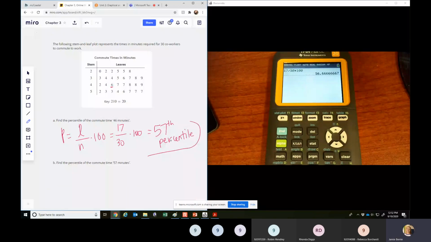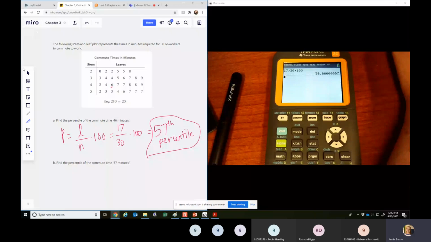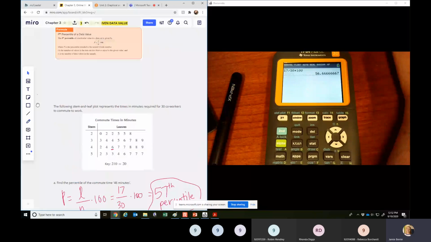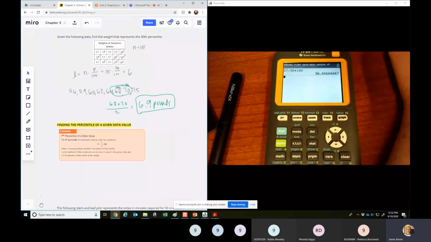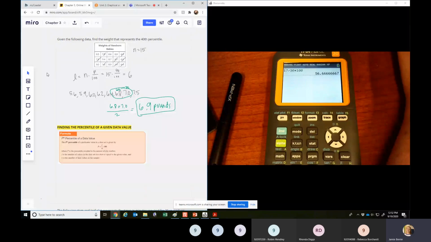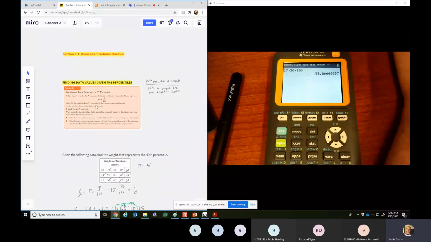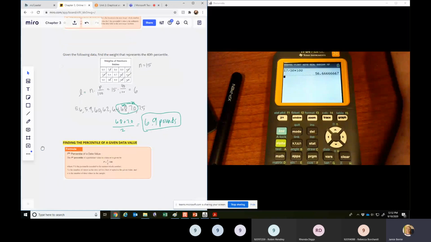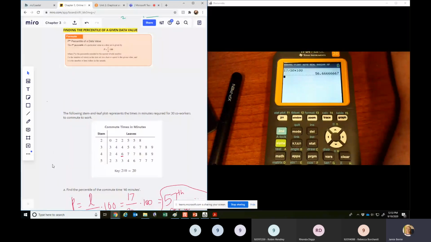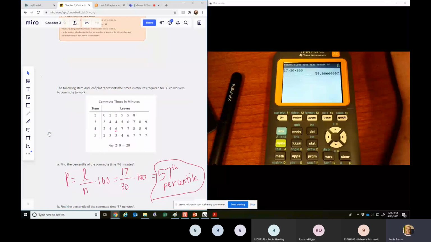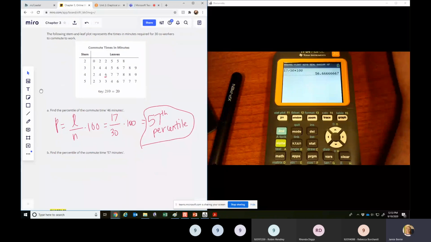All right, so again, if you're asked to find the percentile, you're going to use this formula: location over sample size times 100. If you're asked to find the location of the data value, or to find the actual data value, you're going to use the formula where the location equals n times the percentile over 100. So just make sure you're being careful and thinking about which formula to use here. What are they asking me for?